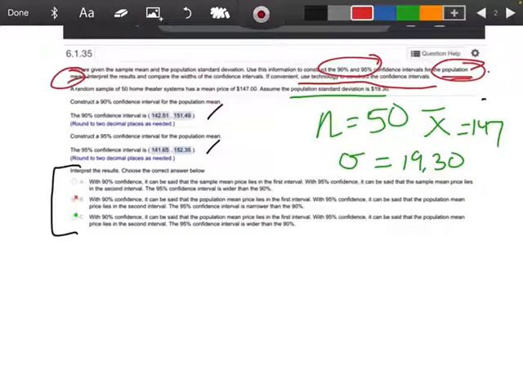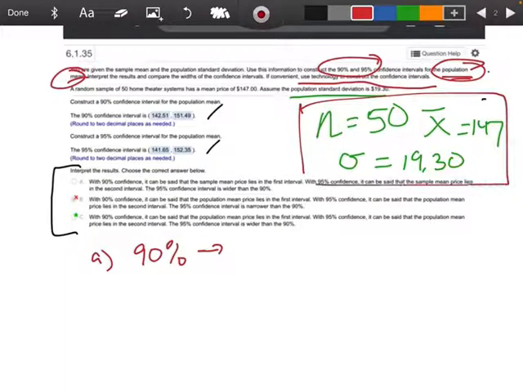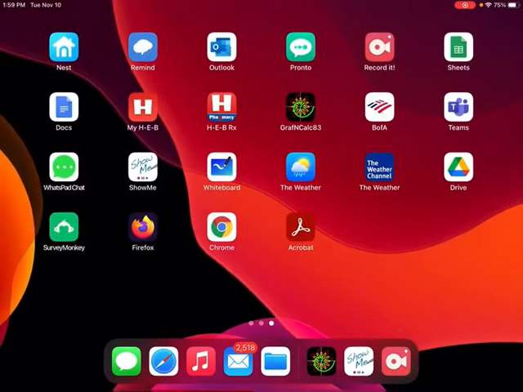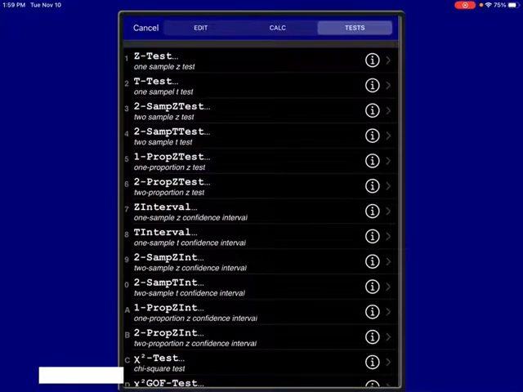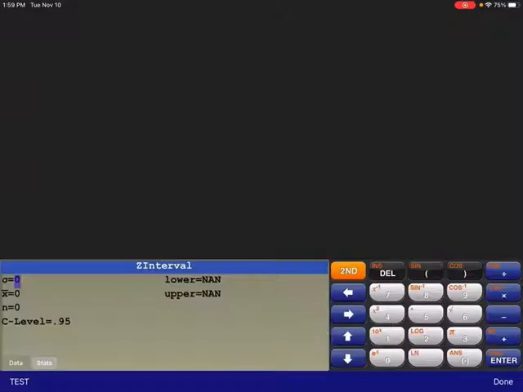Okay, so for part A, for the 90% confidence interval, I'm going to use these pieces of information, and I'm going to get my calculator going. I'm going to go to stat, I'm going to go to tests, and I'm going to go to Z interval, which is number 7. And so my sigma was 19.30. My X bar was 147. Our N was 50. And my confidence level, the first time we were doing it for a 90% confidence interval.